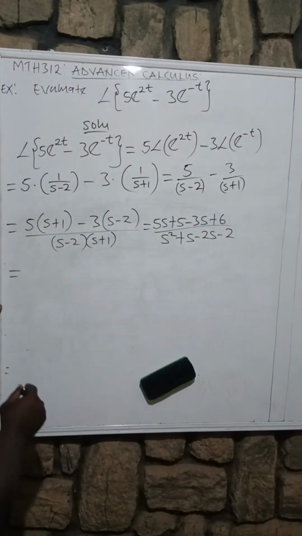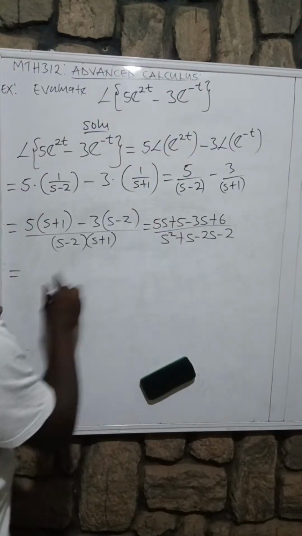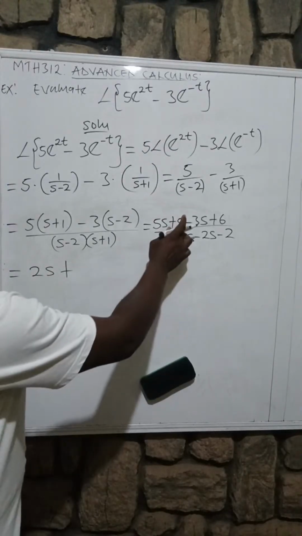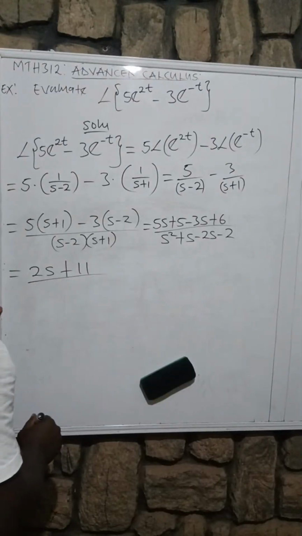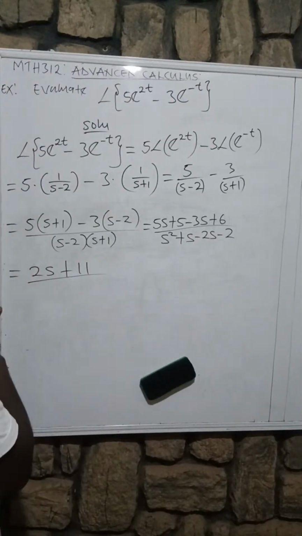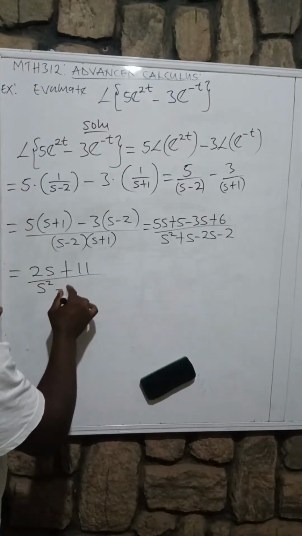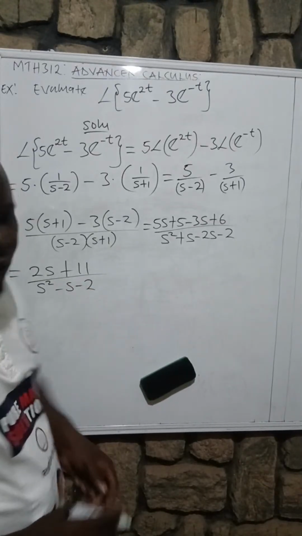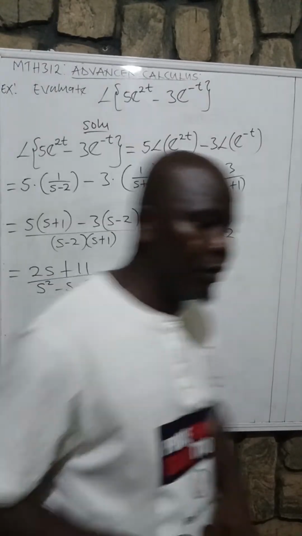So this is going to give us, when we collect like terms, 5s minus 3s, we are going to have 2s plus 5 plus 6, 11, all over, here we are going to have s minus 2s minus s, so here we will have s squared minus s minus 2. So this will be the final answer.